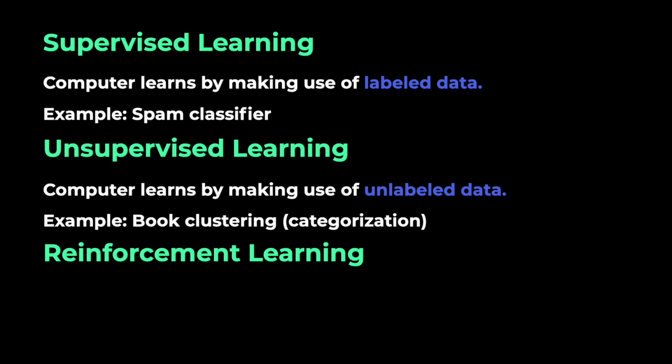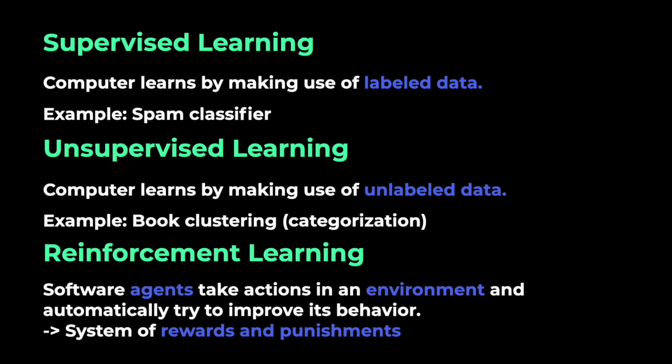And then there is also reinforcement learning, where so-called intelligent software agents take actions in an environment and automatically try to improve their behavior. This usually works with a system of rewards and punishments, and popular examples are games. For example, a computer can learn to be good in the snake game only by playing the game itself, and every time it eats an apple or it dies, it learns from these actions. Now in this video, we are going to focus on supervised learning, where we learn from labeled data.